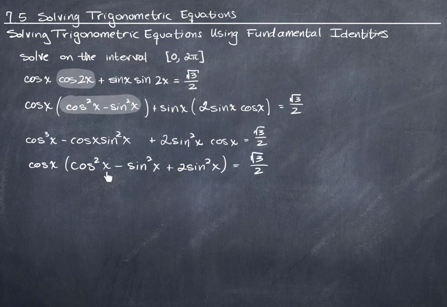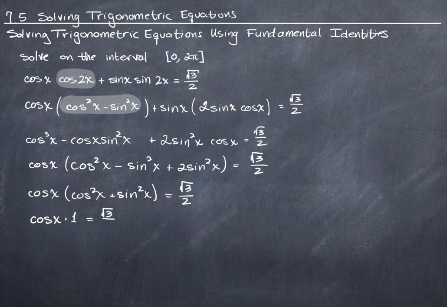Now I'm going to combine like terms. I have minus the sine squared of x plus 2 times the sine squared of x. So I have cosine of x times cosine squared of x. And when I combine positive 2 of these plus negative 1 of these, I get plus 1 of these, being sine squared of x's. And I hope you've seen it: cosine squared plus sine squared equals 1. So now I can rewrite this as cosine of x times 1, I don't really need that, but I'll put it there anyway, is equal to square root of 3 all over 2.